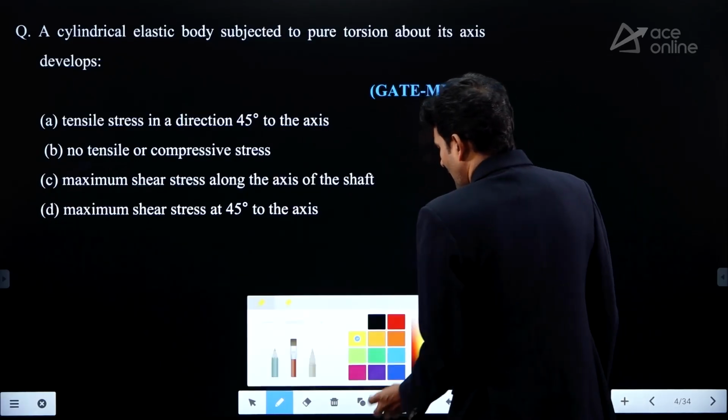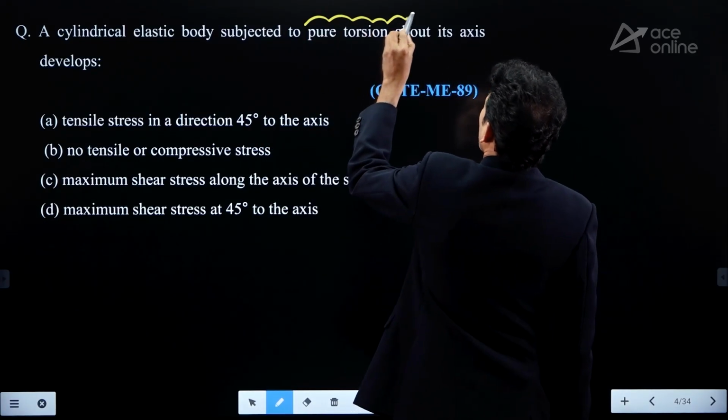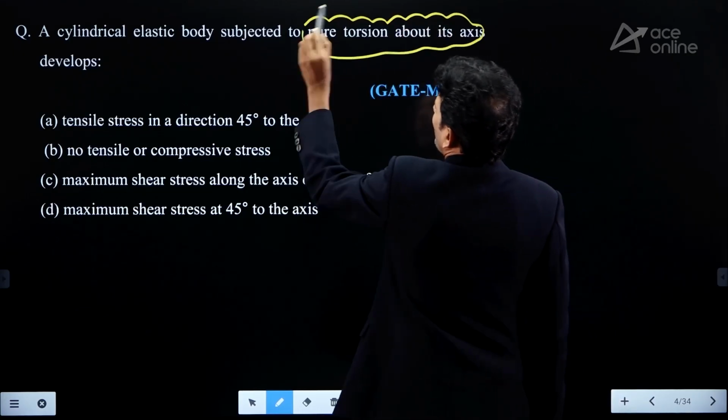A cylindrical elastic body subjected to the pure torsion about its axis develops.